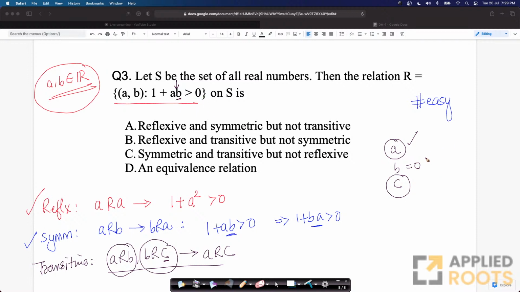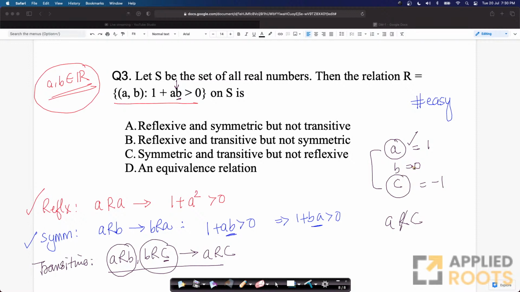So let's just take a simple example, right? Imagine a equals 1 and b equals, let's say, minus 1. I'm just cooking up an example in such a way that a is not related to c. Look at this, if I take 1 and minus 1, multiplying them will give me minus 1, plus 1, that is 0. So a will not be related to c if a equals 1, b equals minus 1.